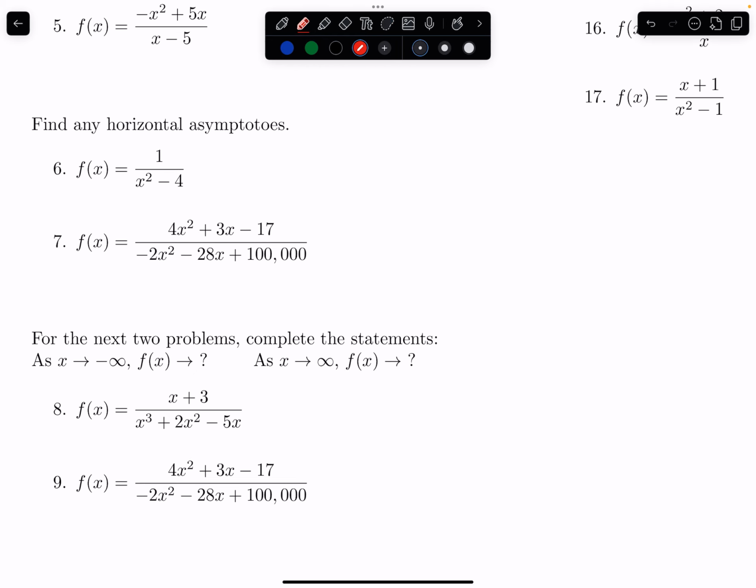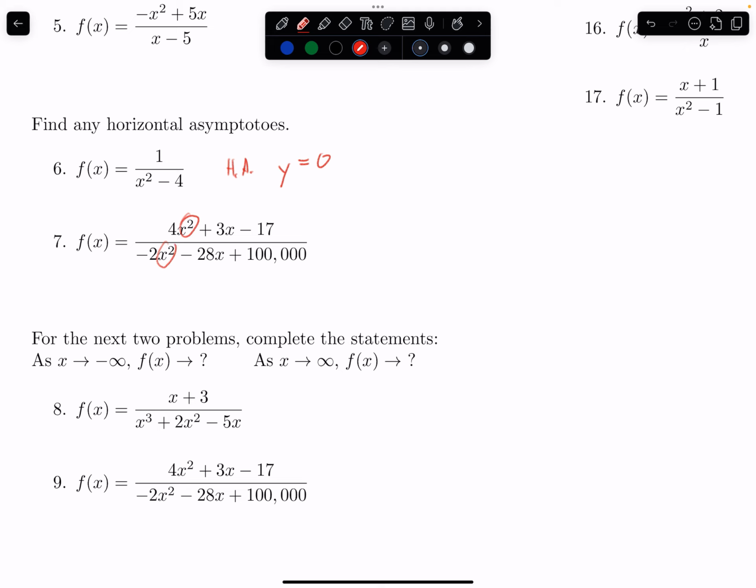So horizontal asymptotes. Here, the top polynomial has a degree of 0. The bottom polynomial has a degree of 2. The bottom has the bigger degree, so you have a horizontal asymptote at y equals 0. Super easy.